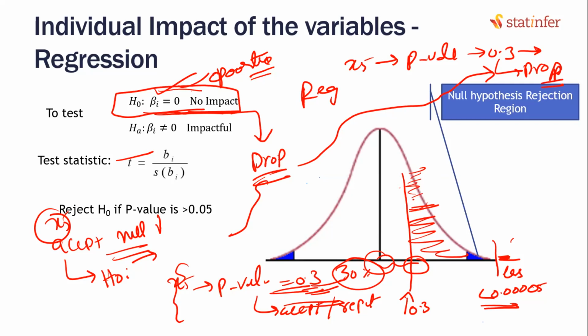Because the null hypothesis is no impact, the t distribution that you have got here, the test statistic and all those things are defined based on this null hypothesis. What is the null hypothesis? No impact is the null hypothesis.